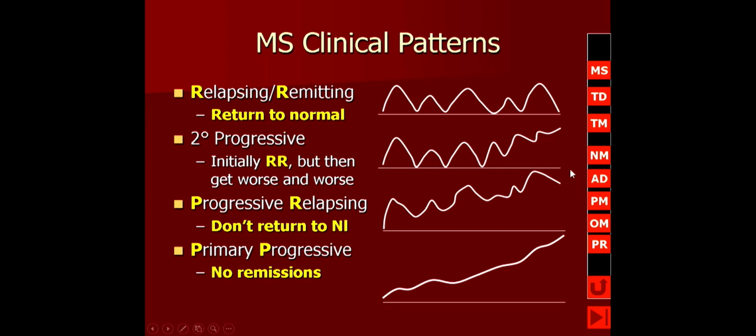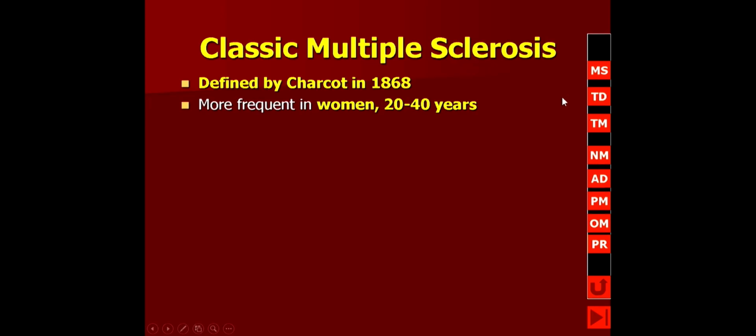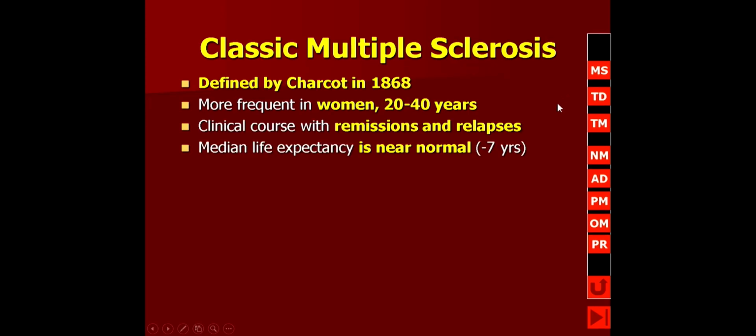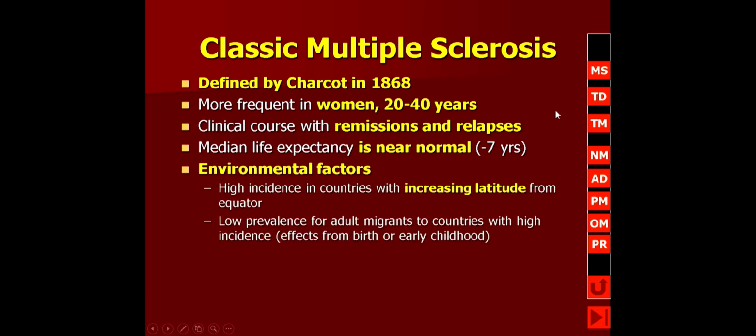And this is a graphic way of looking at that clinical terminology that we use. So classic MS was defined by Charcot, more common in women of basically childbearing age. It does shorten the life expectancy in some patients a little bit. The median life expectancy is 7 years shorter than without it. And again, we know epidemiologically it tends to occur with increasing latitude from the equator.